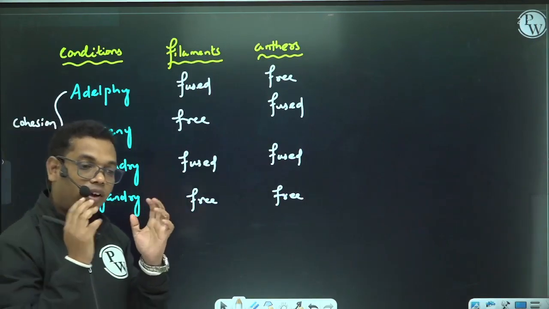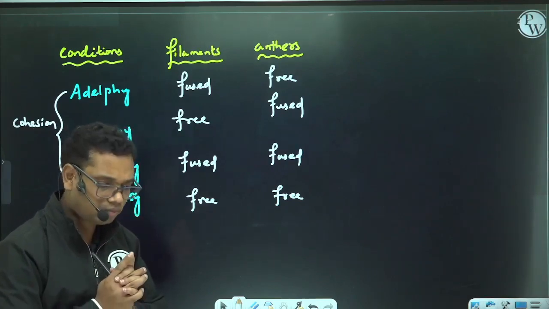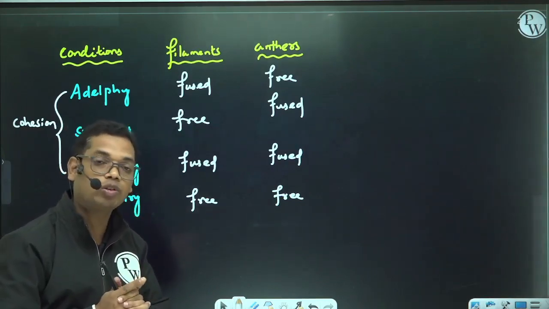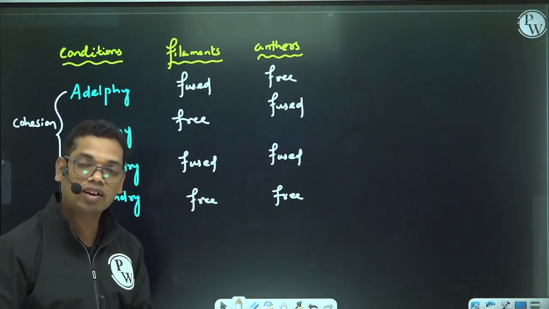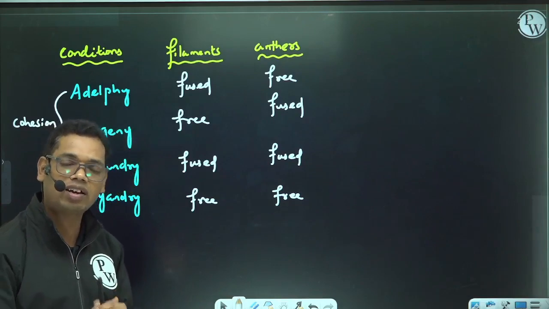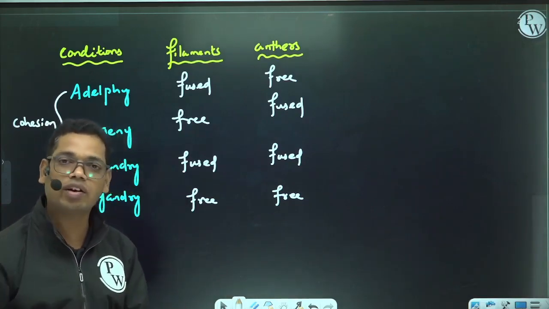And when the filaments fuse with each other, they may form one bundle or two bundles or more than two bundles. If they form one bundle, that will be called monoadelphous condition. If they form two bundles, that will be called diadelphous. If they form three bundles, that will be called triadelphous condition, etc.